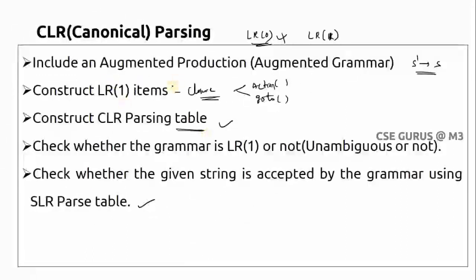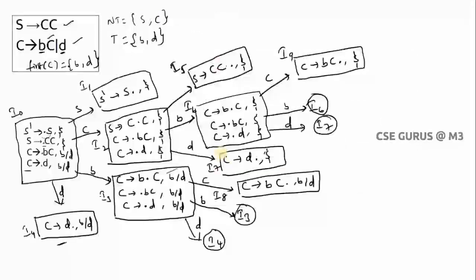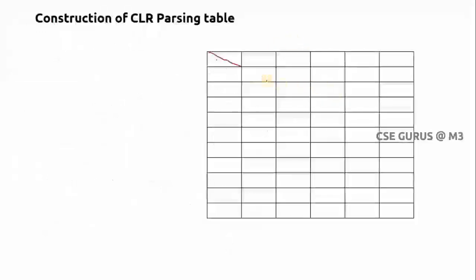So constructing LR(1) items is over. Next we will see the construction of the CLR parsing table using these LR(1) items. So how to construct the CLR parsing table here? I have taken a table where I need to write column wise. In each row, first I need to write the items which I constructed in the CLR closures. So this is I0, I1, I2 like this. What is the last one? I9.